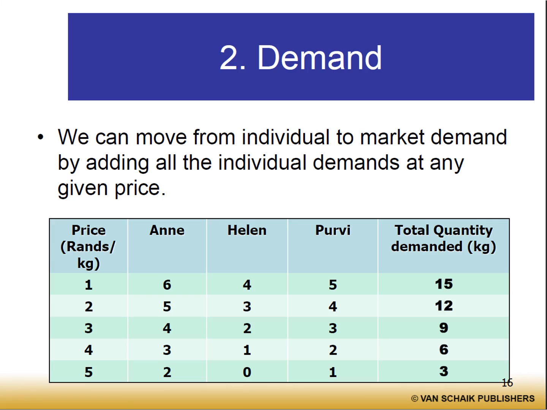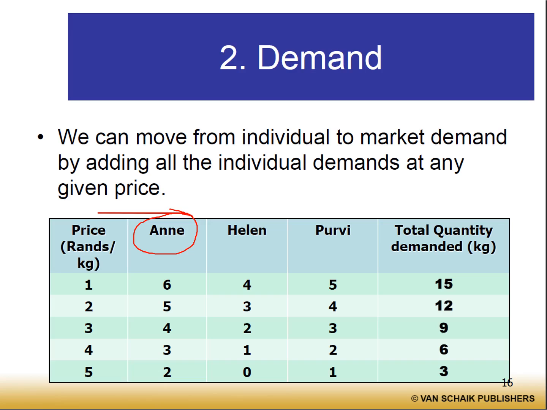Moving from individual to market demand is fairly straightforward. Consider the table below. You're all familiar with Anne by now, who was our sole buyer in the market for tomatoes. Now let's imagine the market comprises just three people, Anne, Helen and Purvi. To arrive at market demand, we simply have to sum the demand at each price for the three market participants.